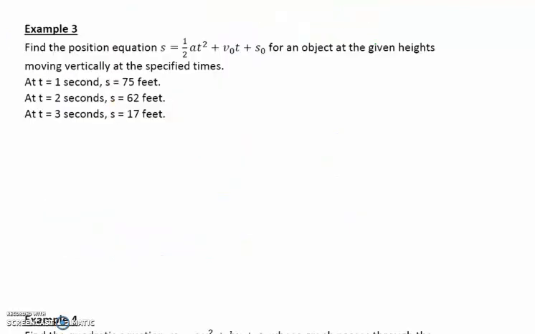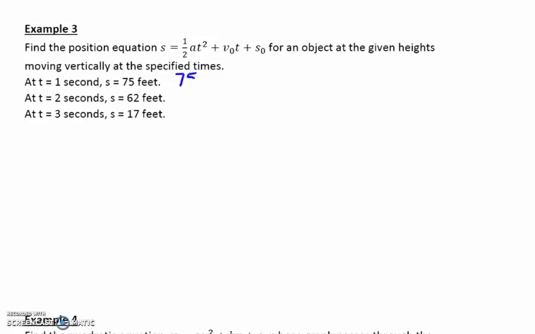All right, let's take a look at example 3. All right, find the position equation s equals 1/2 a t squared plus v sub 0 t plus s sub 0 for an object at the given heights moving vertically at the specified time. So we want to figure out what a, v sub 0, and s sub 0 are. So we know at 1 second, s is 75 feet.